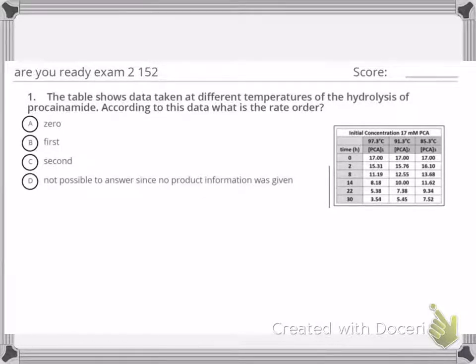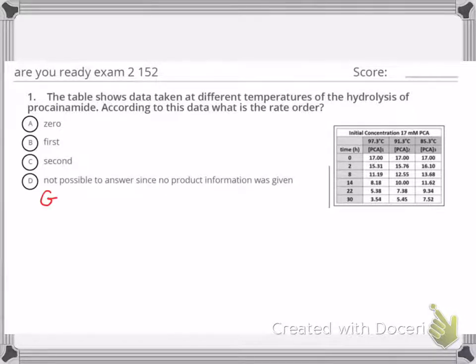The first question gives you a data table taken at different temperatures. Looks like time in hours, and the concentration of a substance called PCA. And so there's three different temperatures, and the question asks, what is the rate order?